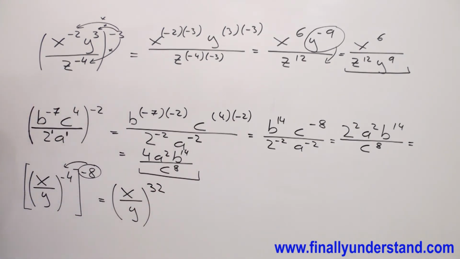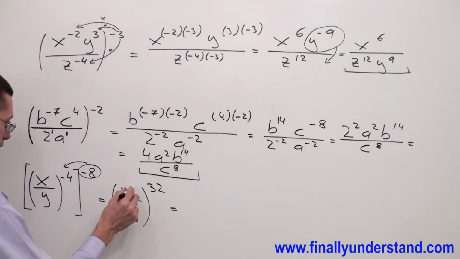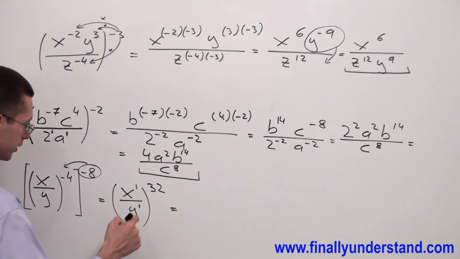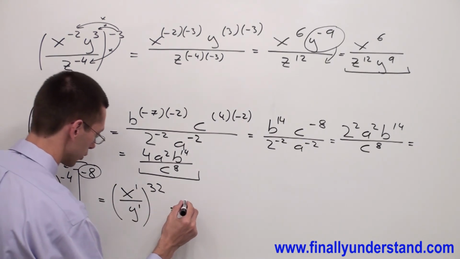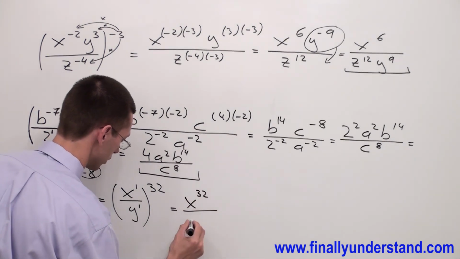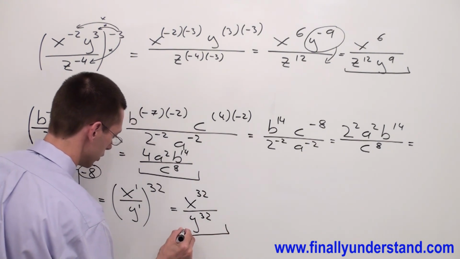This could be one solution, or just keep in mind that we always have an invisible 1 next to every variable or number, and simply multiply the external exponent by the internal. That's why I'm going to have x to 32 over y to 32. This is the solution to this example.